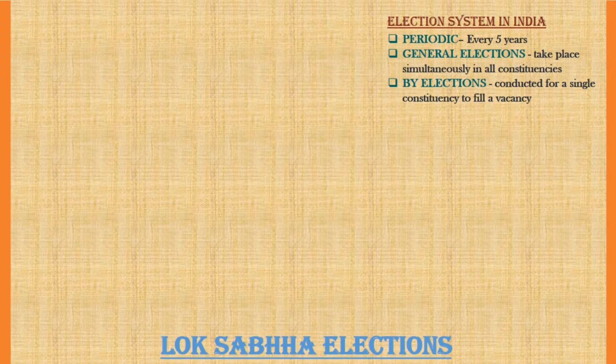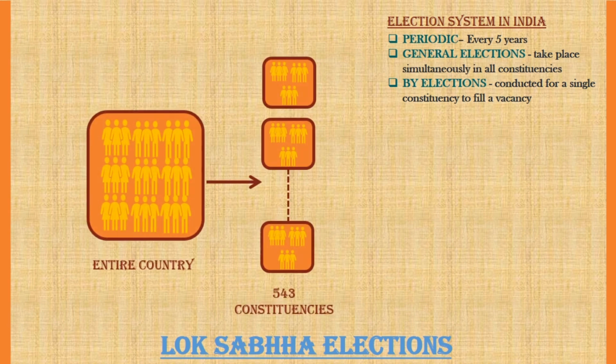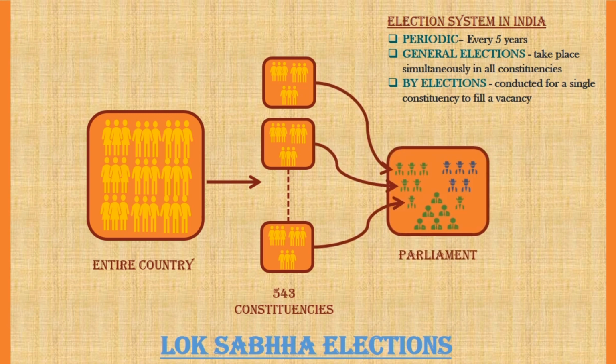Now, we will take example of Lok Sabha to understand elections at central level. The Lok Sabha elections are held regularly after every 5 years. The entire country is divided in 543 parts and these 543 parts are called constituencies. Now, people from each of these 543 constituencies elect one leader and send him to the parliament. These elections, which take place simultaneously in all constituencies, are called general elections.